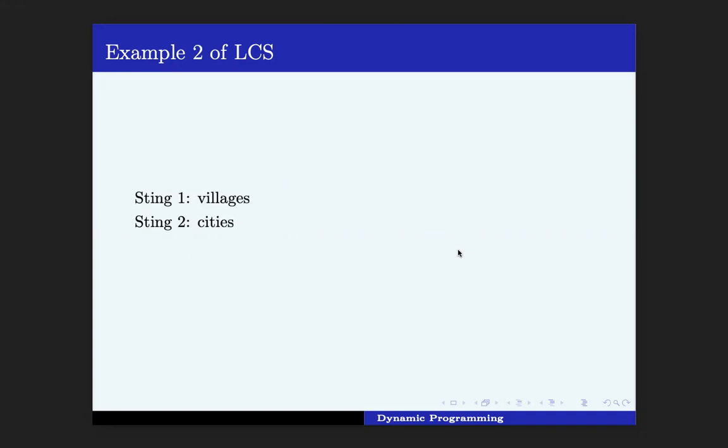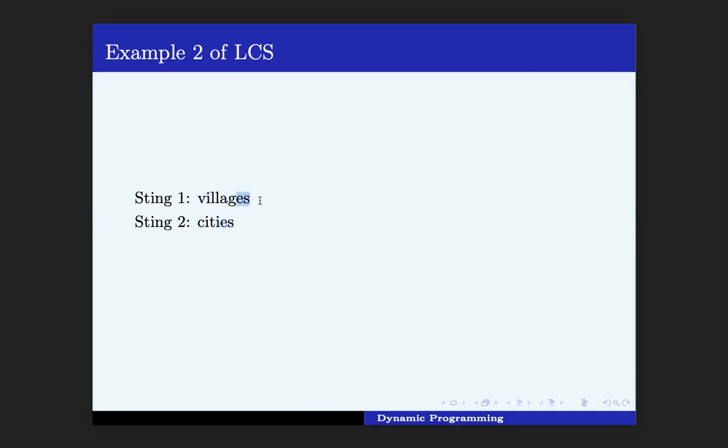What about these things? Say villages and cities. IES. IES. Okay. Anything bigger? I don't think so, right?